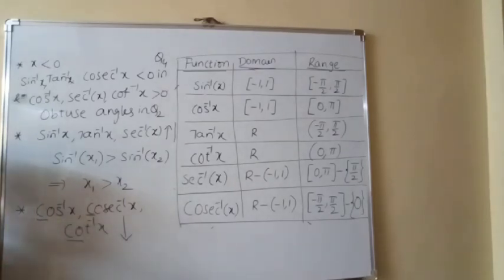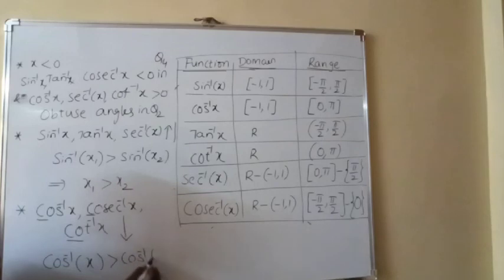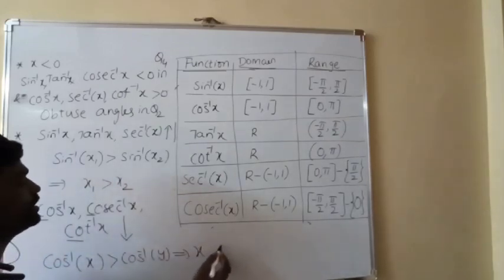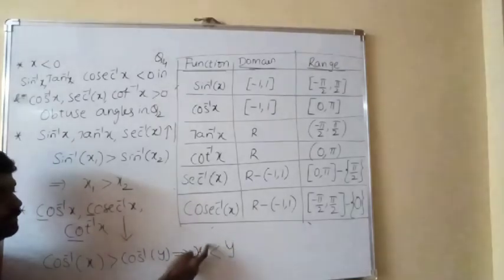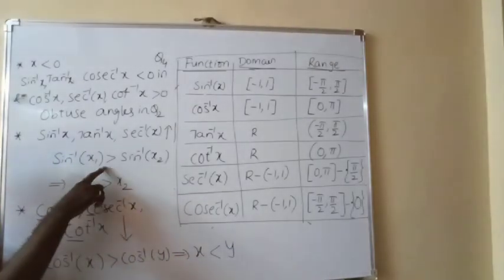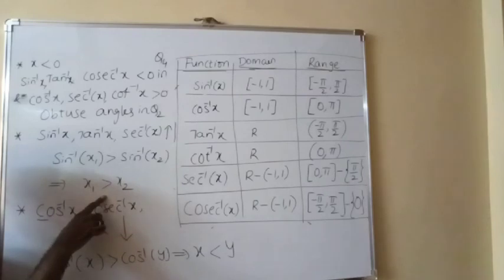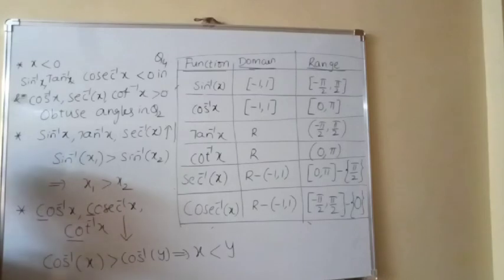Whereas the triple C, that is cos inverse x, cosecant inverse x, cot inverse x, these 3 functions are strictly decreasing functions in their domains. Whenever we get a situation like cos inverse x greater than cos inverse y, the solution of this inequality becomes x less than y, because cos inverse is a decreasing function. On removing the cos inverse function on both sides, the greater than symbol changes to less than, so the inequality is reversed. In case of increasing functions, the inequality remains the same; in case of decreasing functions, it becomes reverse.